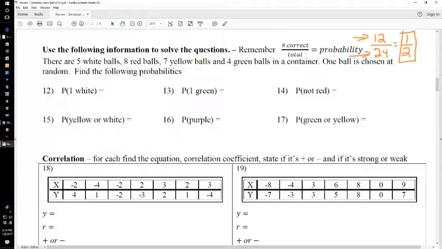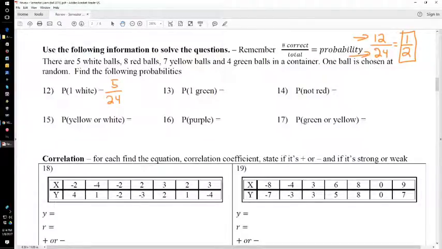So for this one, they give you jars. There are 5 white balls, 8 red balls, 7 yellow balls, and 4 green balls in a container. All right. One ball is chosen at random. Find the probabilities. So 1 white ball. So we want, remember, it's the number correct divided by the total. So there are 5 white balls divided by the total. Well, 5 plus 8 is 13, plus 7 is 20, plus 4 is 24. So there are a total of 24 balls.